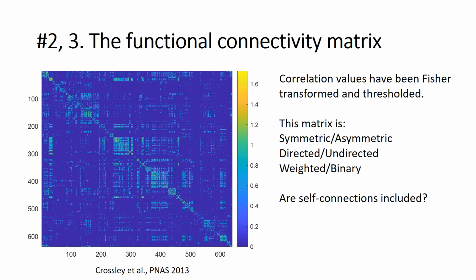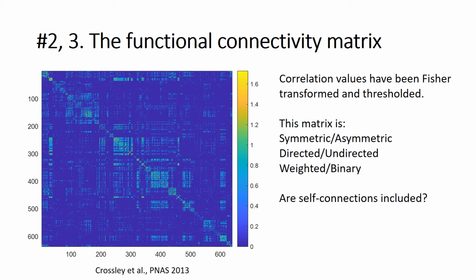Okay, so let's talk about this functional connectivity matrix. I'm going to be using the one that comes with the Brain Connectivity Toolbox, and that was described in Crossley et al., PNAS 2013. So if you open this data that they include with the toolbox, you'll get a plot like the one that I'm showing you over here on the left. In this matrix, the correlation values have already been Fisher transformed, and the matrix has been thresholded. You can see looking at the color bar that a lot of these connections are set to 0 because of the thresholding. So some questions to ask yourself about the matrix.